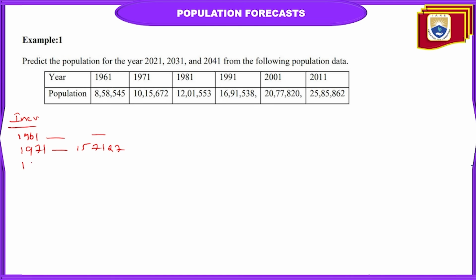Then again, for 1981 the increment value is 1858, the already calculated values.